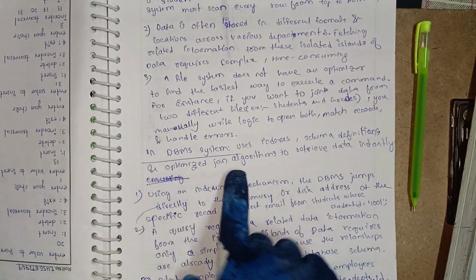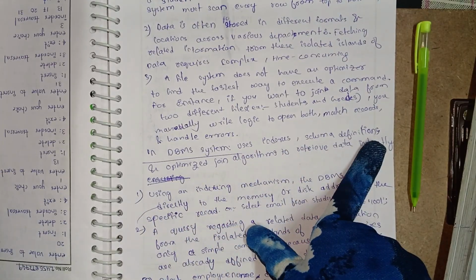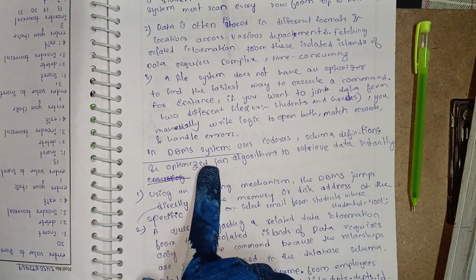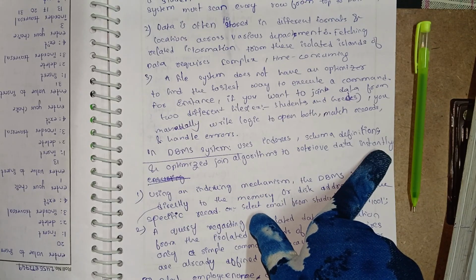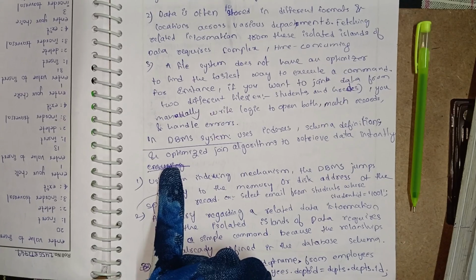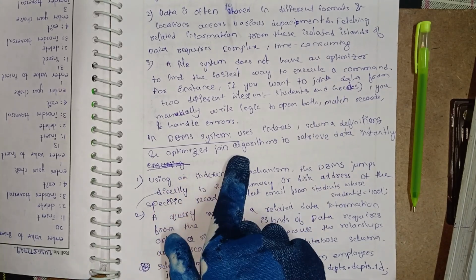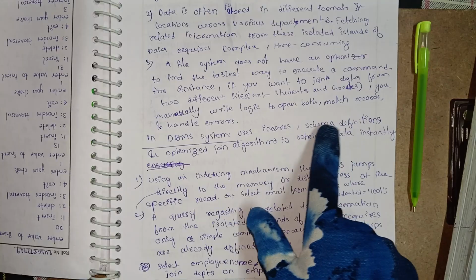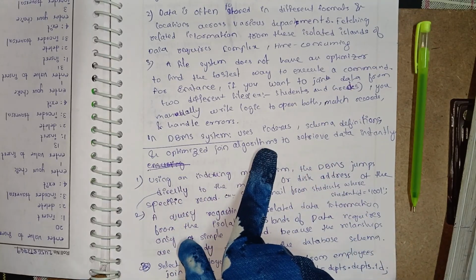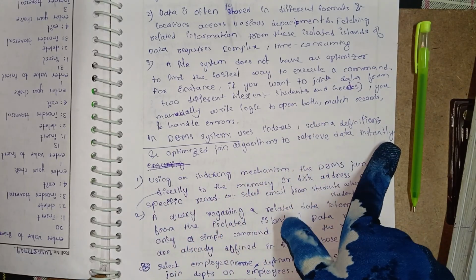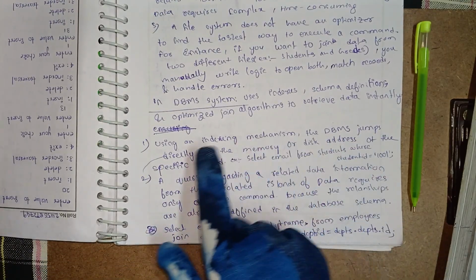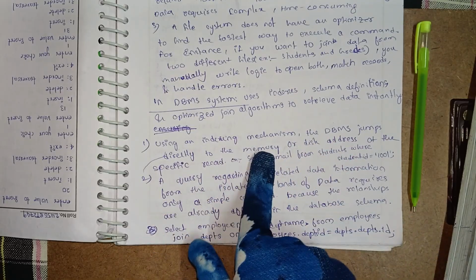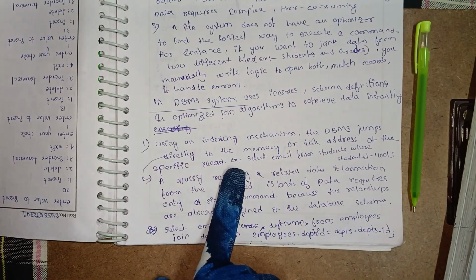And then in a DBMS system, the examples are, so DBMS uses indexes, schema definitions, means structure definitions, and optimized join algorithms to retrieve data instantly. So here we are using indexes, structure definitions, and optimized join algorithms to retrieve data instantly. And for example, using an indexing mechanism, the DBMS jumps directly to the memory or disk address of the specific record.